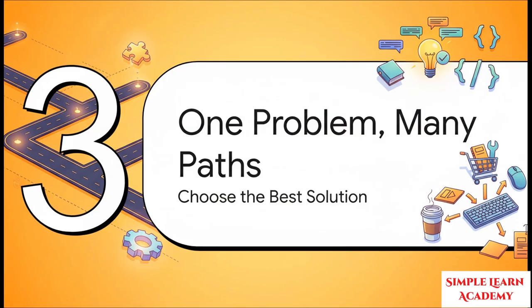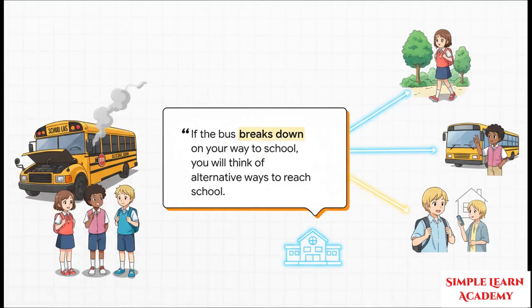Okay, so here's where it starts to get a little more interesting. Just like in your own life, in programming, there's almost never just one way to solve a problem. You almost always have choices. This is a perfect example. Imagine you're on your way to school, and your bus just breaks down. You don't just sit there and give up, right? Of course not. Your brain immediately starts thinking of other options. Maybe you can walk, maybe you can catch a different bus, or maybe you can call home and get a ride. All of those are different solutions to the same problem. I need to get to school.